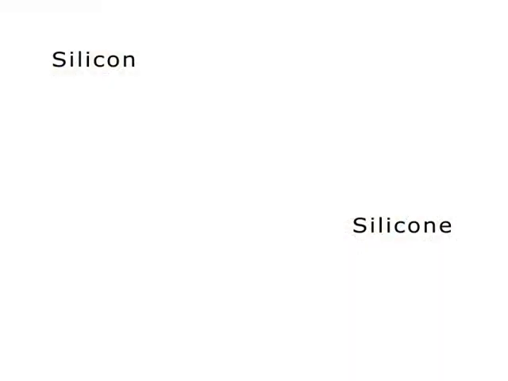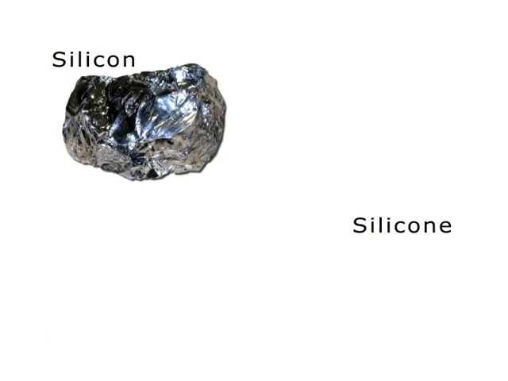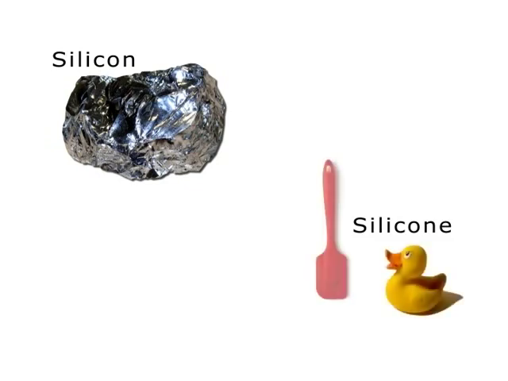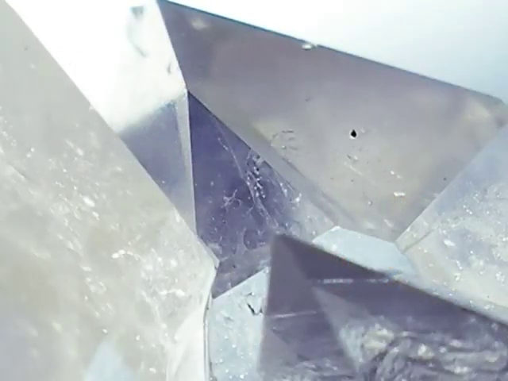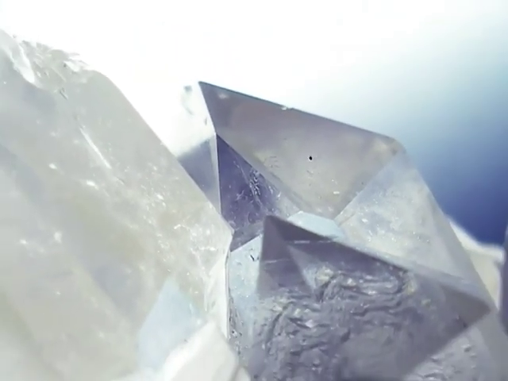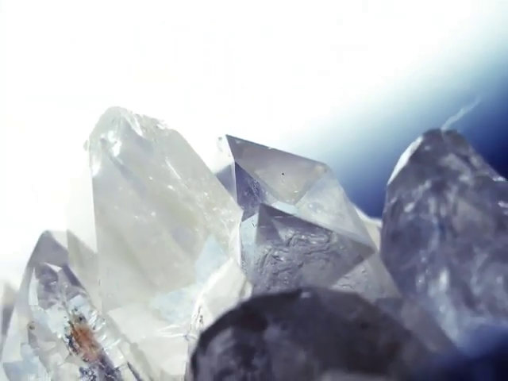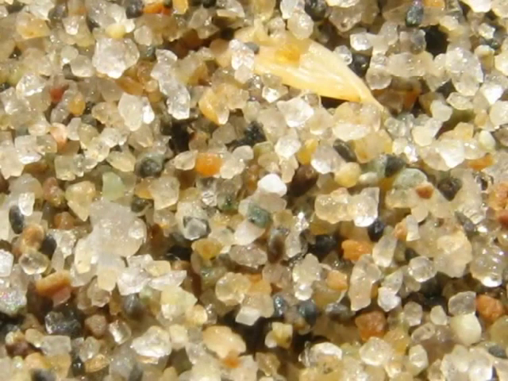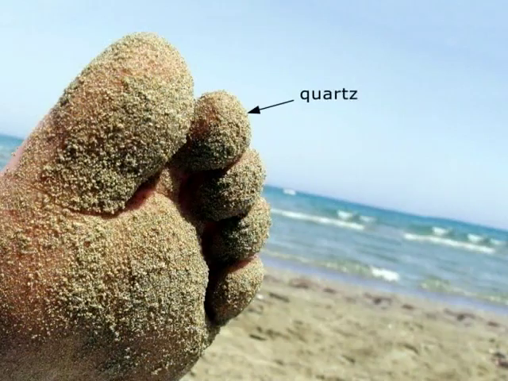Silicon and silicone are often confused. Silicon is the natural element, strong and brittle. Silicone is a man-made soft, rubbery compound with silicon as one component. Silicon is usually found in quartz crystals. When you see sparkles in the sand, you are usually looking at tiny pieces of quartz made largely of silicon.